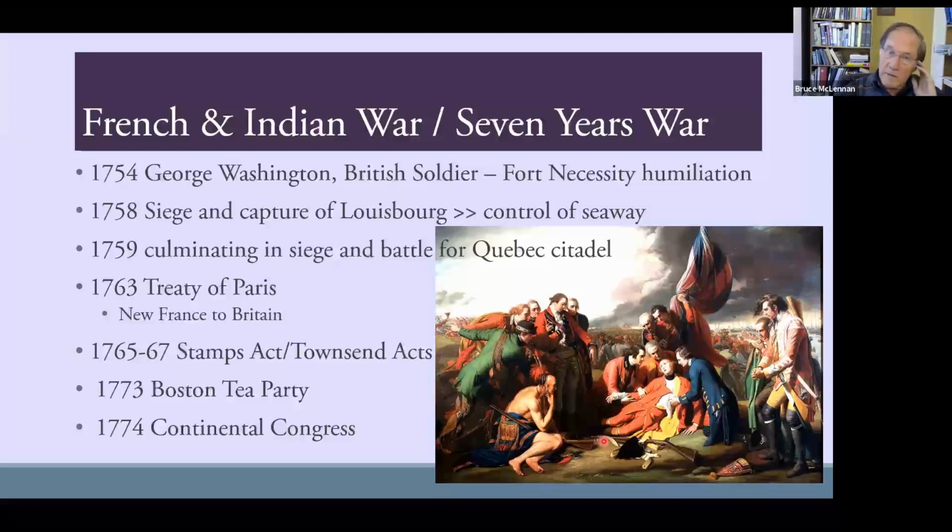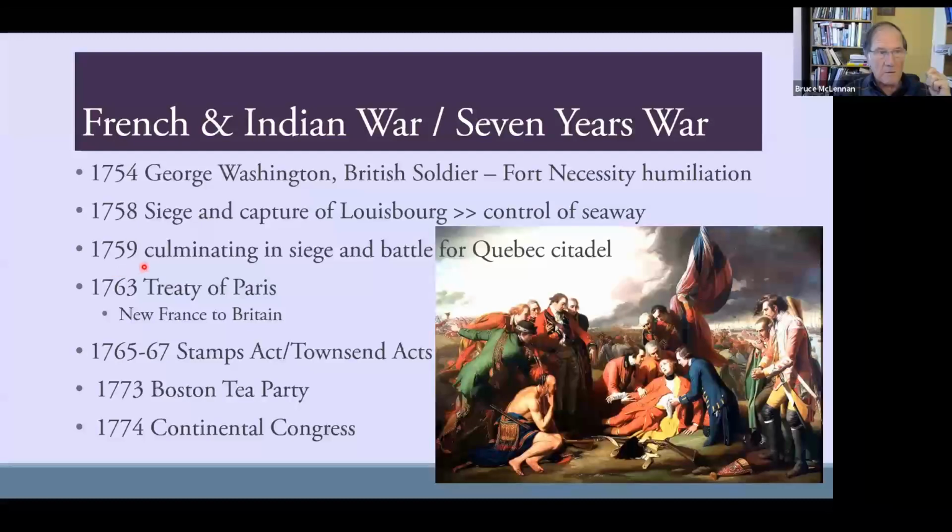Washington was greatly embarrassed by what he did there, and really he started the French and Indian Wars, which became the Seven Years' War in Europe. He fired the first shot, you might say. And this is what kicked off these wars that eventually gave New France to Britain. Very expensive, costly. So you had the siege and capture of Louisbourg, which gave them control of the seaway.